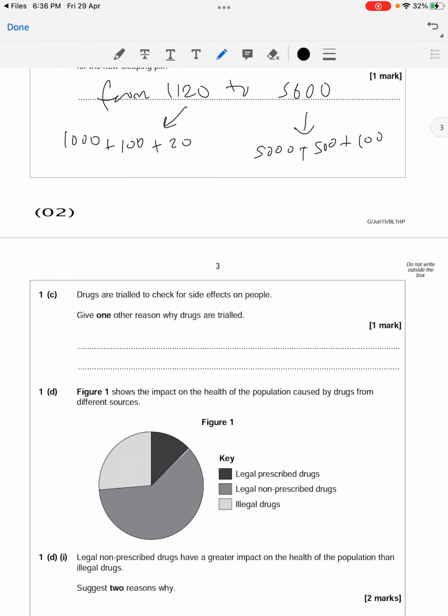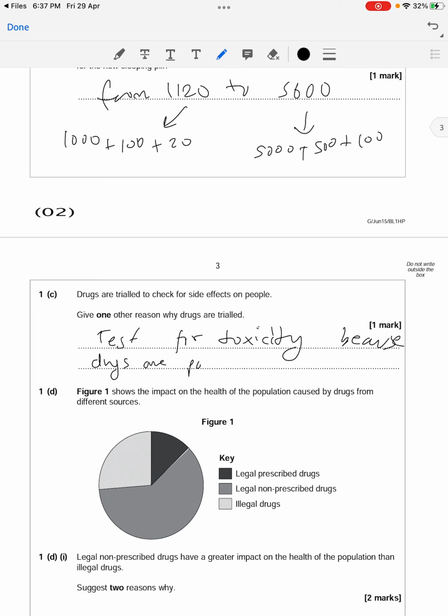Drugs are trialed to check for side effects on people. Give one reason why drugs are trialed. Now, this is mainly, why drugs are trialed. Because there's a test for toxicity, because drugs are poisonous.